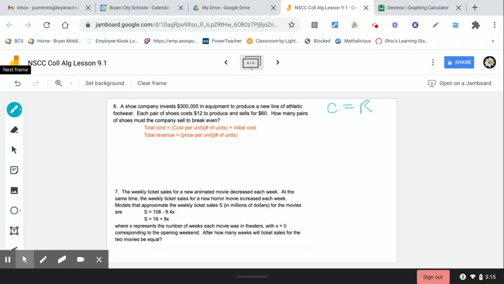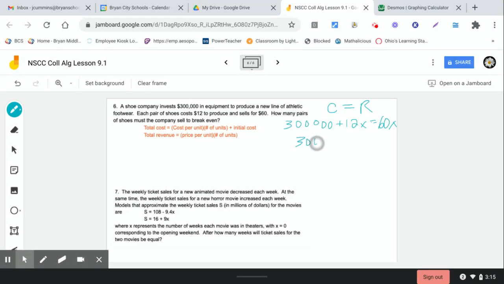So our cost is we had to buy the equipment, so $300,000 for the equipment. Plus, it costs us money to make the shoes, $12 for every shoe. Now, if we are selling them for $60, that's the money coming in. So $60 times X, and that just fell right off the page. Can't fit it in there. So this equals 60X. So that's it. We just need to solve this for X and find out how many shoes we need to sell.